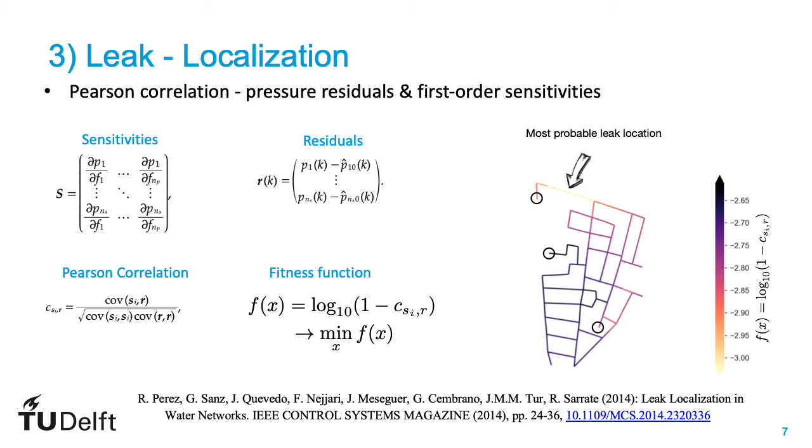On the right side you can see the fitness function values based on the correlations. The smaller the values, the lighter the colors of the pipes, the more likely a pipe is to be the actual leaky pipe.